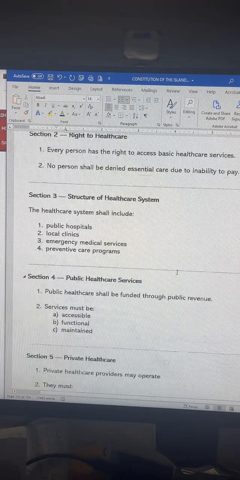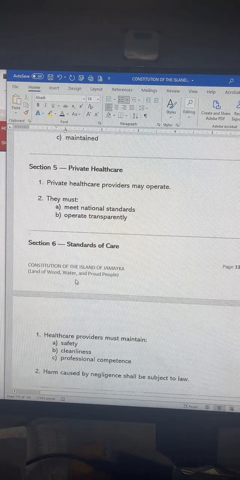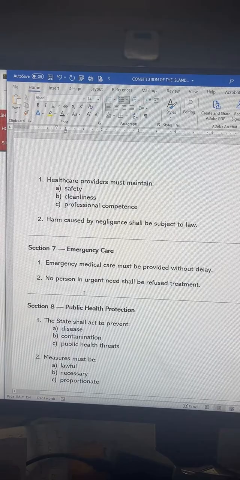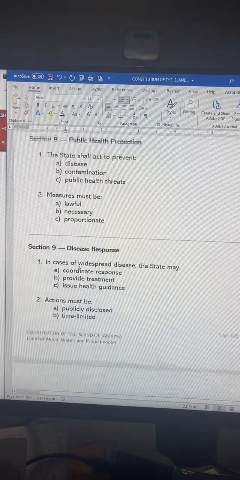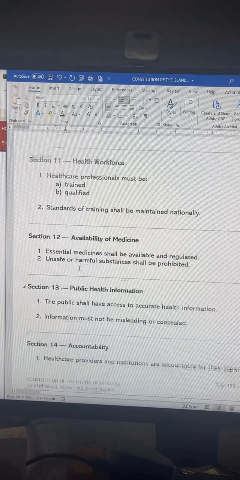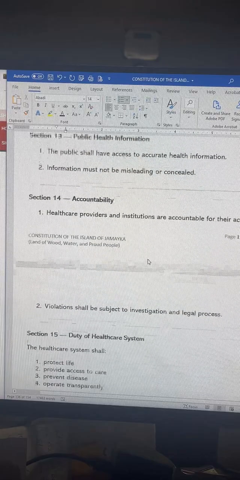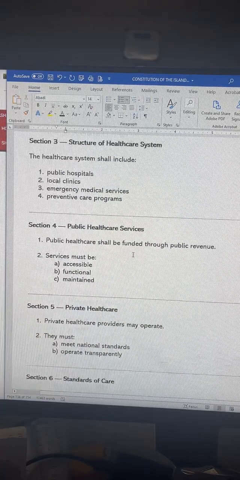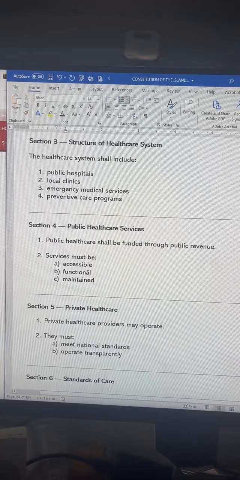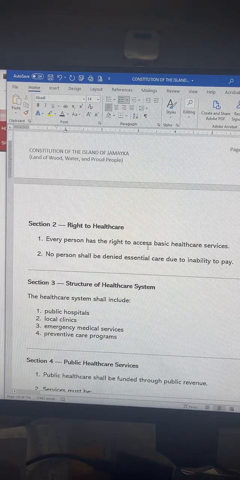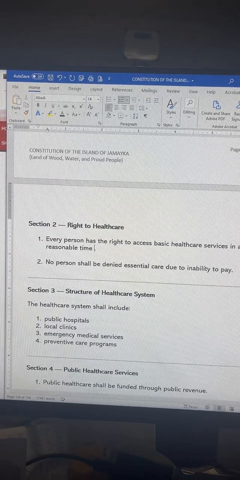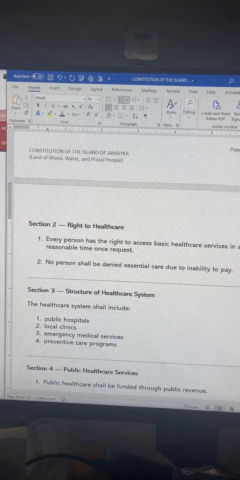No person shall be denied. Structure, public healthcare services, private healthcare, standards of care, emergency care, public health protection, disease protection, medical records, health workforce, availability of medicine, health information system, accountability. All right, so public health to be funded through public revenue, accessible. Right to healthcare: every person has the right to access basic healthcare services in a reasonable time once requested on arrival.